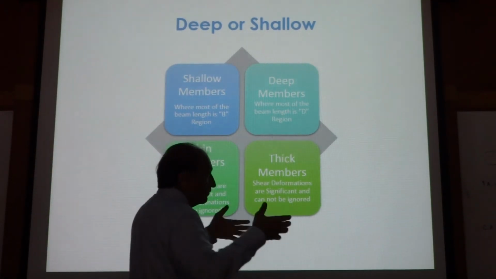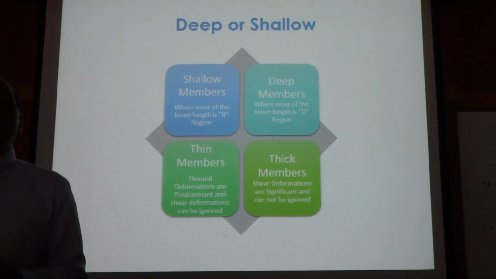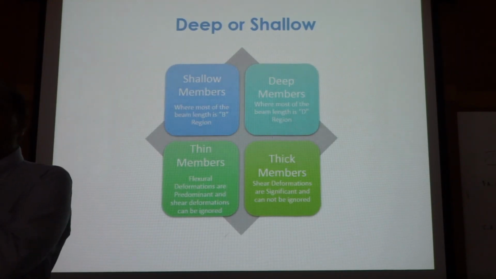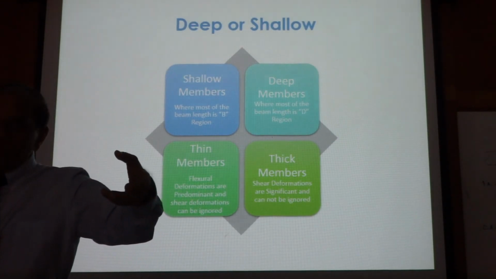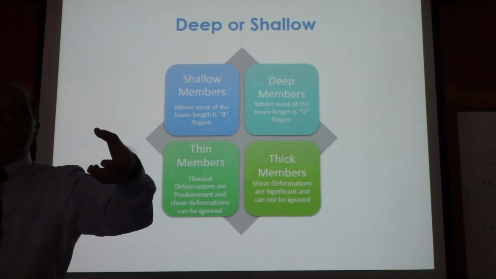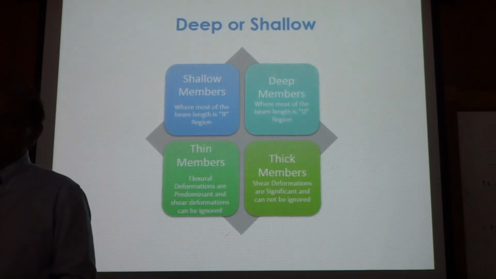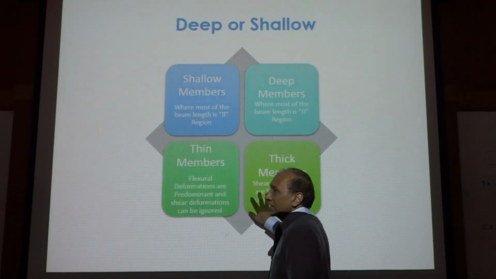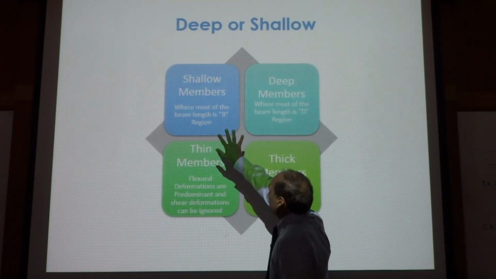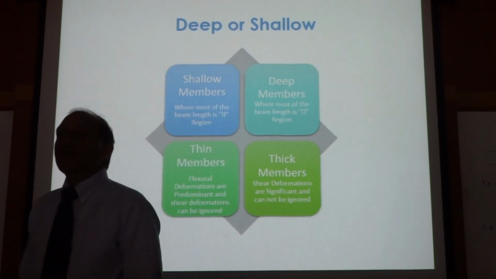So that means if a member is high and short, shear deformations cannot be neglected because they will be a larger part of the total deformation. If the beam is very shallow and long, shear deformations, although present, will be a smaller percentage of the total deformation because bending is too soft, right? So thin members, thick members, these are two different things, and shallow members and deep members are two different things. Definitions are different, application is different.